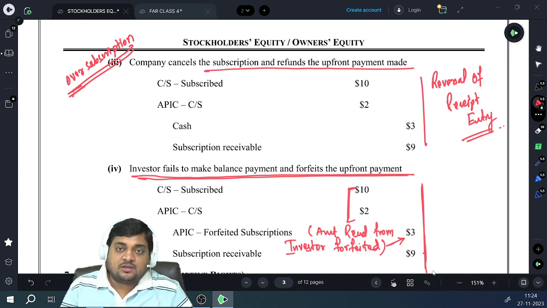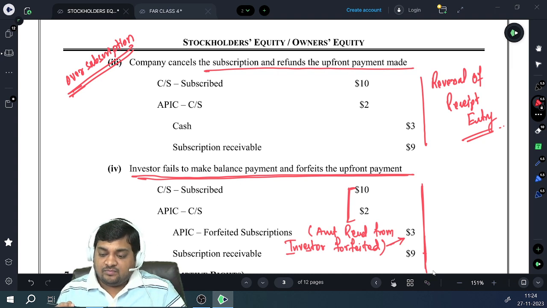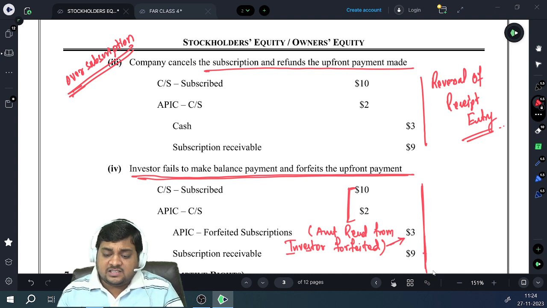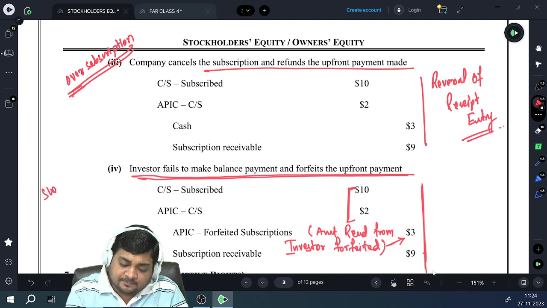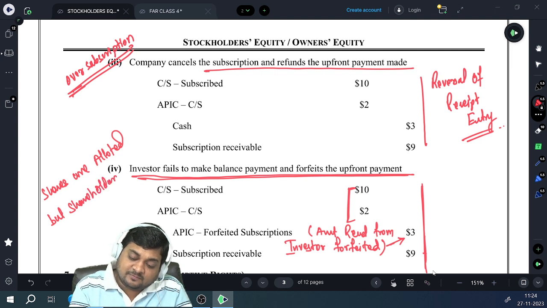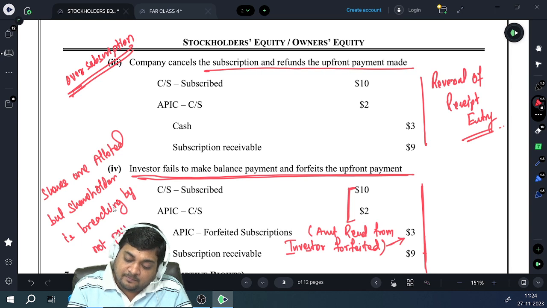This is oversubscription. You are not allotting them shares, so you need to refund their money. This is where shares are allotted, but the shareholder is breaching by not paying the amount due.